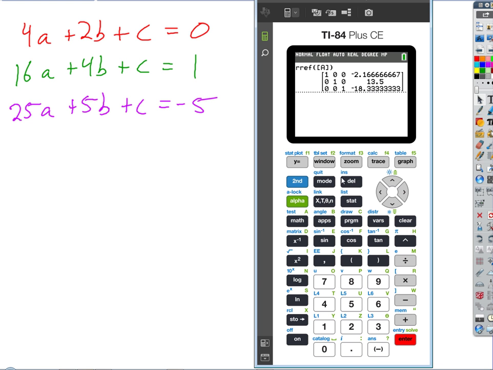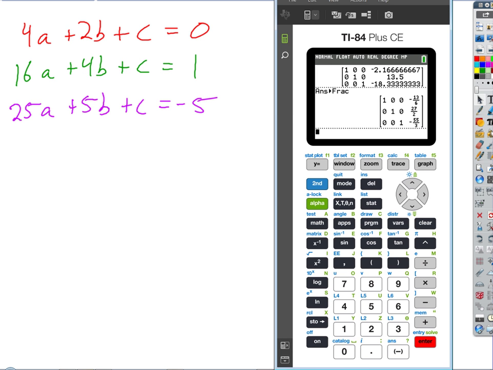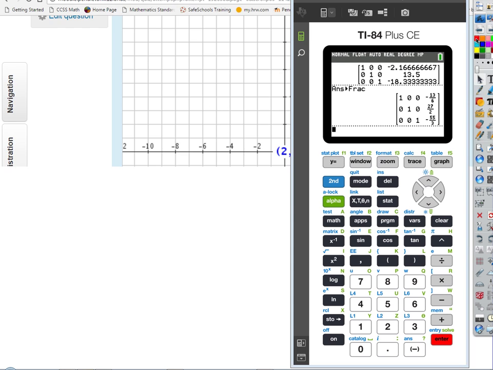Well, there's a great little trick for this. If I go to the math menu and I just convert to fraction, which is the first option, I can take my previous answer and convert that to fractions, and look what it does. It tells me that A is equal to negative 13/6, B is equal to 27/2, and C is equal to negative 55/3.